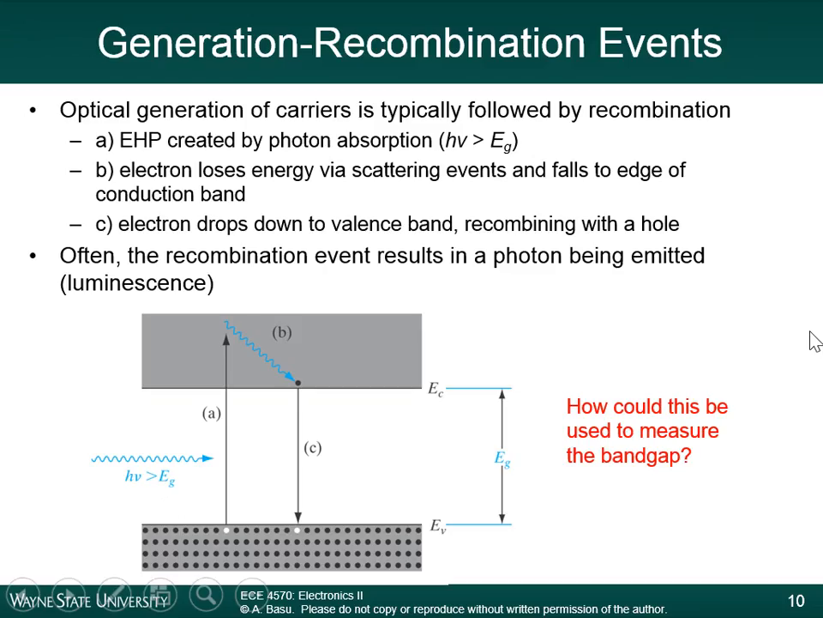Now, the next thing that we started to talk about was this process of generation and recombination events. This process is happening repeatedly. Electrons are being generated, and then they're recombining. Typically, this process happens over what's called the carrier lifetime.